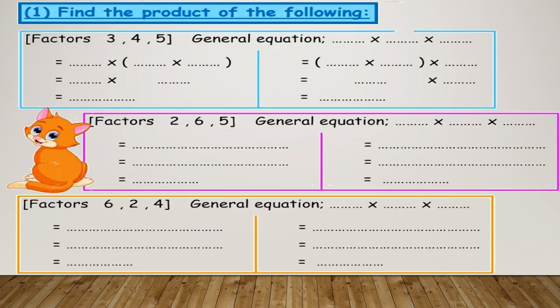Okay, now we're going to find the product of the following numbers. I have here factors 3 and 4 and 5, and I want to find the general equation of them. So the general equation is 3 by 4 by 5. Okay, how to find the product of this? So I will put 3 outside, and I will put 4 by 5 in a bracket. Then I know that 4 by 5 will give you 20. I put 3 down, and I put 20 as it is. So now 3 by 20, it means I will jump by 20, 3 times.